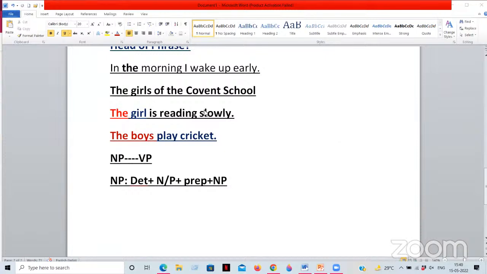So in this sentence, the boys is the noun phrase, and play cricket is the verb phrase. You can also add something over here: play cricket in the field. You can also make this sentence longer by adding n number of prepositional phrases, adjective phrases. So it can go on, or you can also make it a complex sentence or a compound sentence.